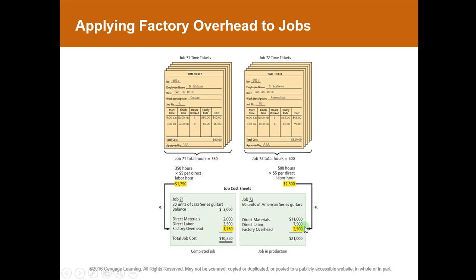Again, it's just an estimate. There's no way to know exactly how much of this is depreciation or utilities or property taxes. We have to come up with some way to estimate it. So there are the 3 product costs, direct materials, direct labor, and overhead, that have been allocated to job 72.